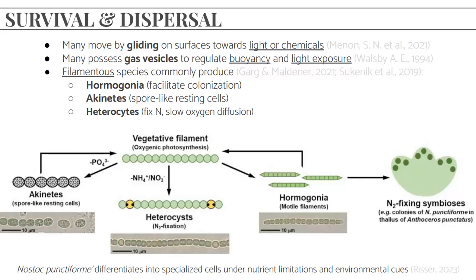For survival and dispersal, many move by gliding towards light or chemicals. Many possess gas vesicles to regulate buoyancy and light exposure. And filamentous species can produce specialized cells like hormogonia to facilitate colonization, akinetes, which are spore-like resting cells, and heterocytes, which help with fixing nitrogen and slow oxygen diffusion to do that.